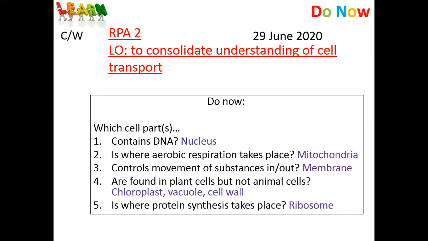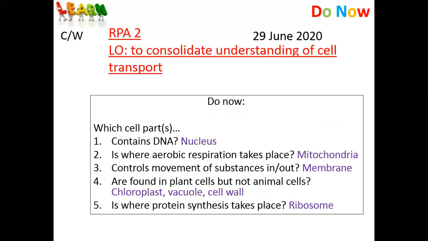Okay, hopefully you identified these answers, that the nucleus contains DNA, mitochondria is where aerobic respiration happens, the cell membrane controls the movement of substances in and out, so that's going to be very important for today's lesson. And there are 3 parts not found in animal cells but are in plant cells. Hopefully you found at least one of those: chloroplast, vacuole and cell wall, and protein synthesis happens in the ribosomes. Hopefully you did well there. If you didn't, you might just want to run back over that either in Seneca or BBC Bite Size.